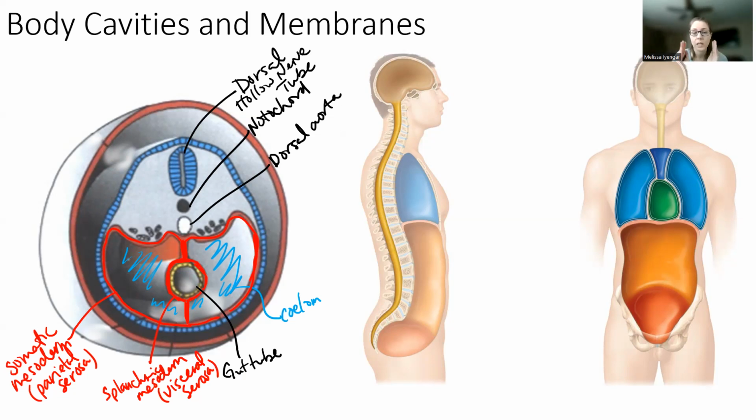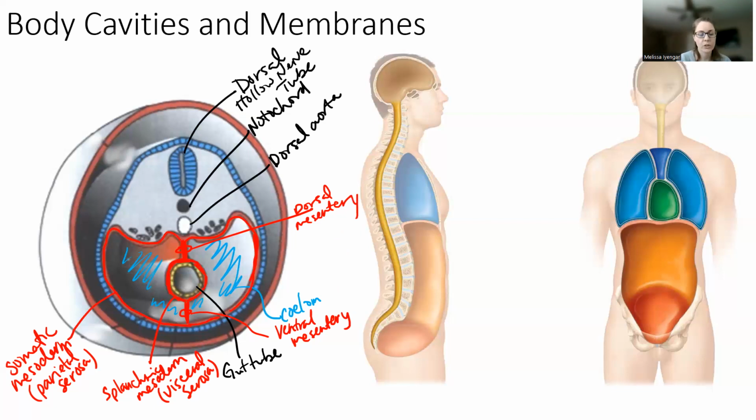The serosa is going to get a special name for each cavity that it lines, each cavity that it's associated with. And then we're going to remember, we have a dorsal mesentery and we have a ventral mesentery. These mesenteries are only going to be seen in the abdominal cavity, okay?